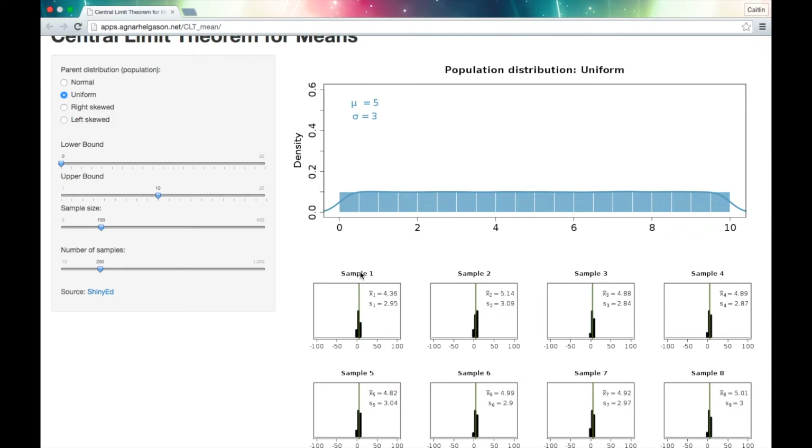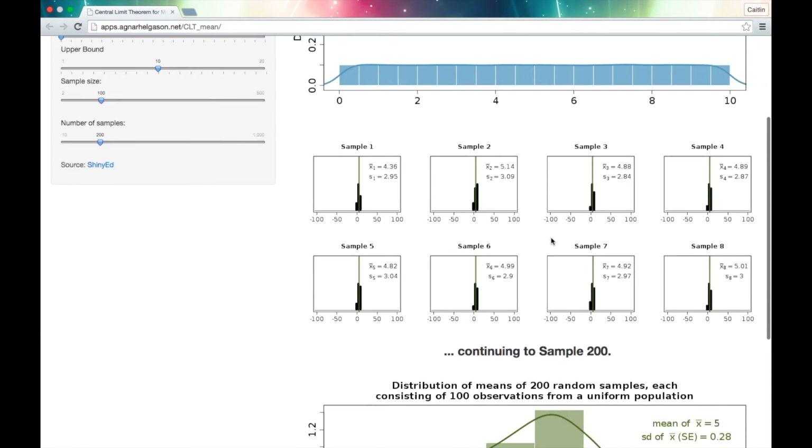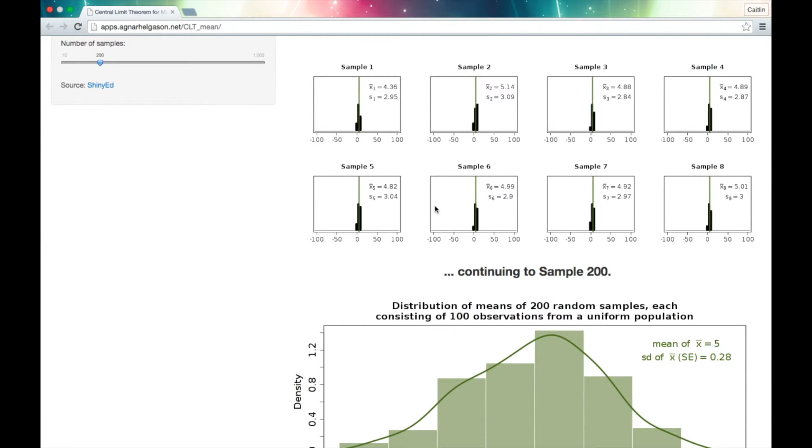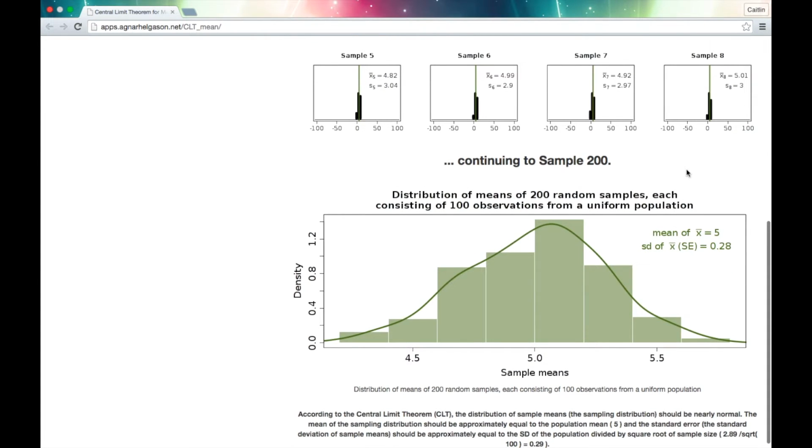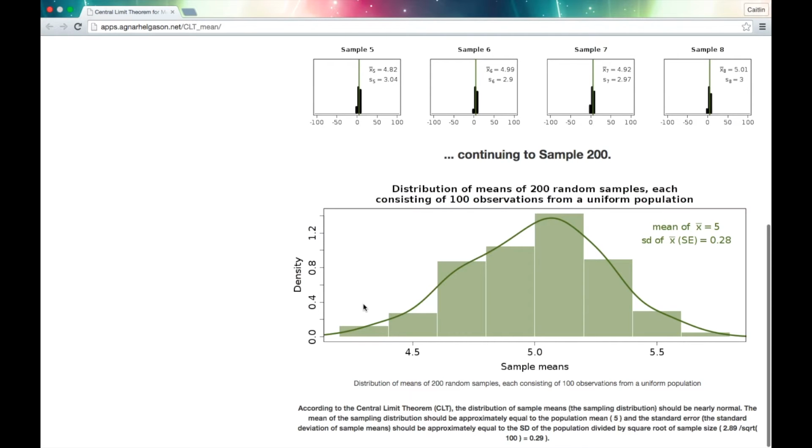In our first sample that we take, here we see a mean from the uniform distribution of 4.36. In our second sample, our mean is 5.14, and so on. The same principle that we were using when we were sampling from the distribution of heights. And we're going to take, again, 200 samples. And what we end up looking at is a distribution of the means of 200 random samples. Each of those samples has 100 observations. And this distribution here of means selected from uniform distributions is a pretty normal distribution of means.